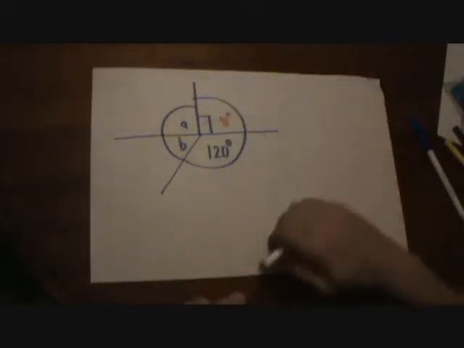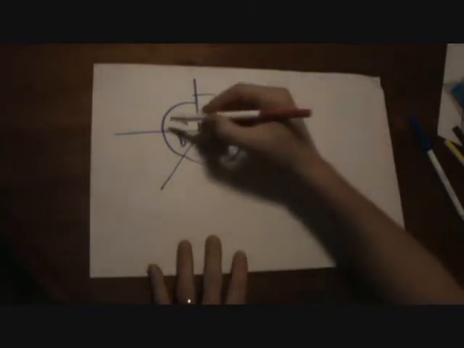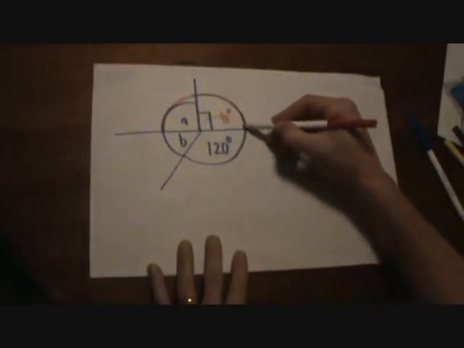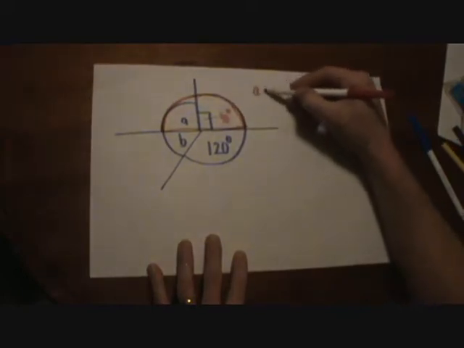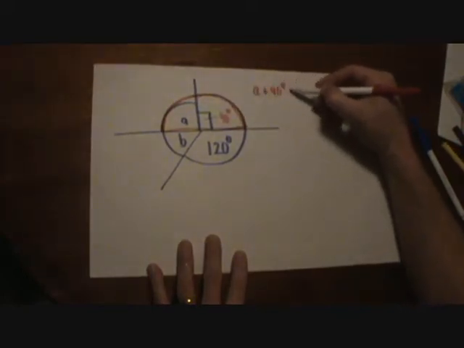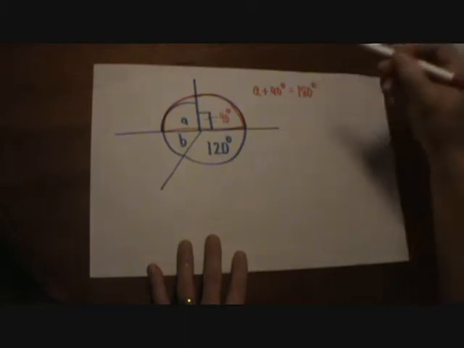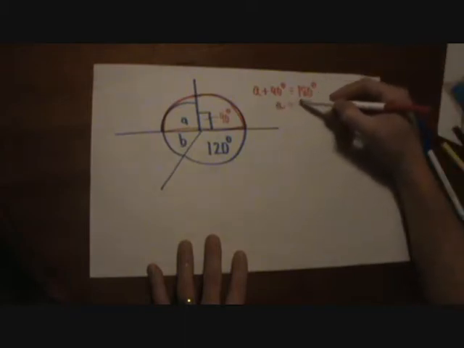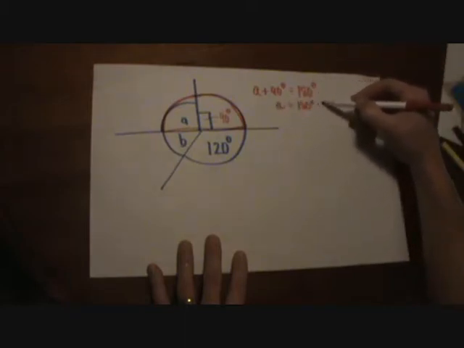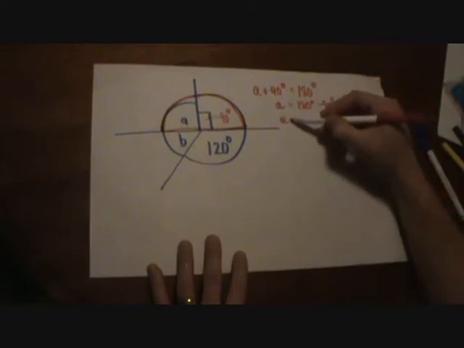In this one, the square box is automatically worth 90 degrees. Let me look for another half circle. I have one right here. So what that means is A plus that 90 degrees is worth 180. The only thing that A can be worth then is 90 degrees, because if I take 90 away from the 180, I'm left with 90.